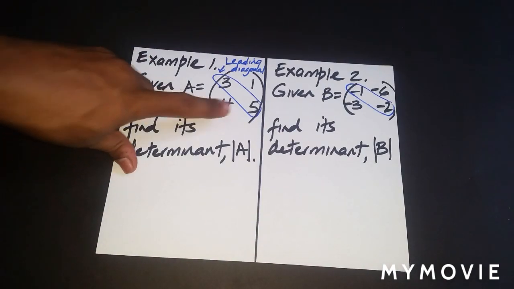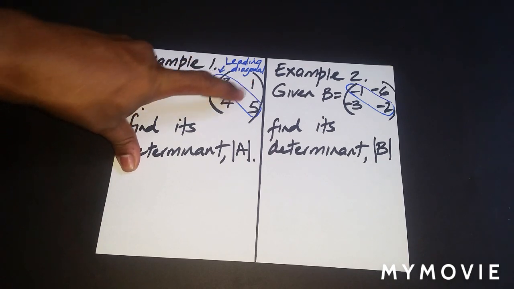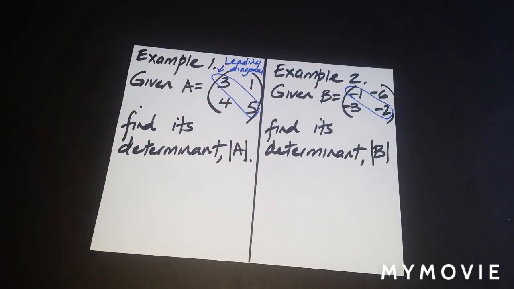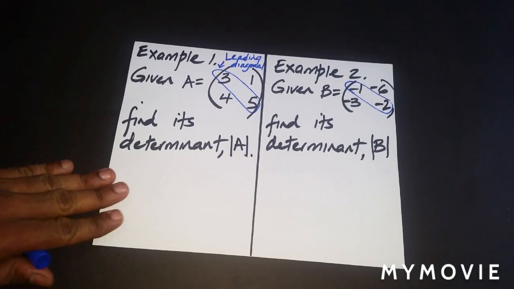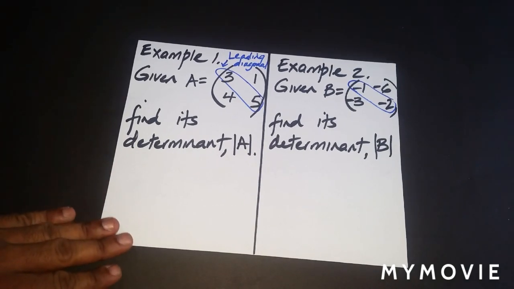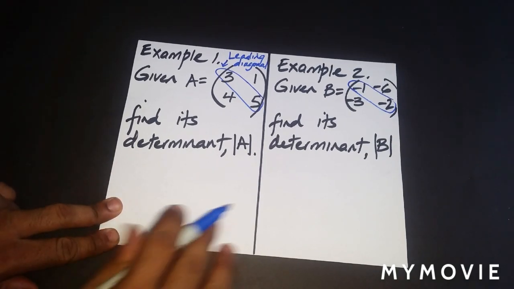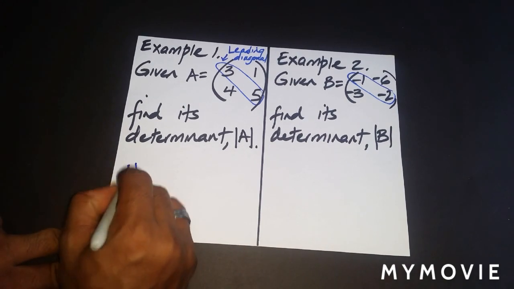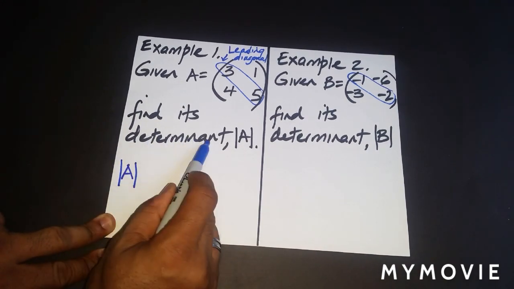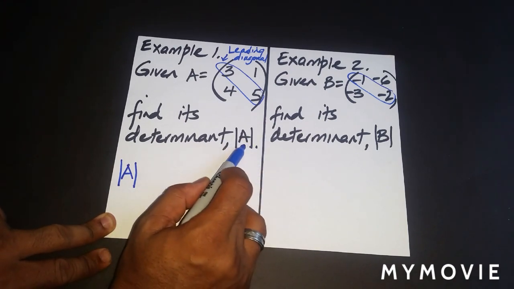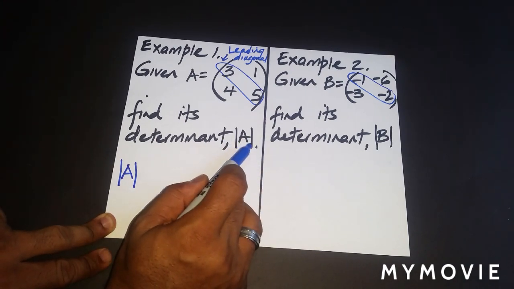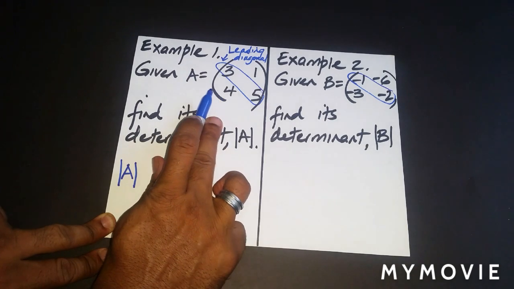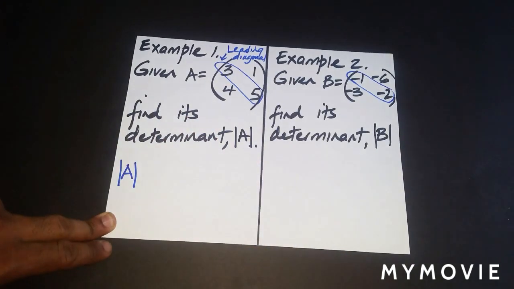So we're given matrix A here, which has the elements 3, 1, 4, and 5. And obviously, it's a 2 by 2 matrix, as you can see, and we're asked to find its determinant. So the determinant, which is denoted like this. Now, CXC didn't have to write the word determinant here. Once they put that symbol, you should know that it means the determinant of matrix A. So let's go ahead and find the determinant.